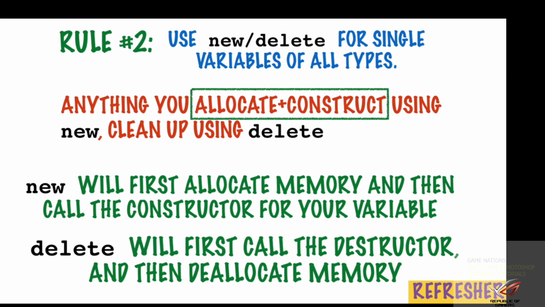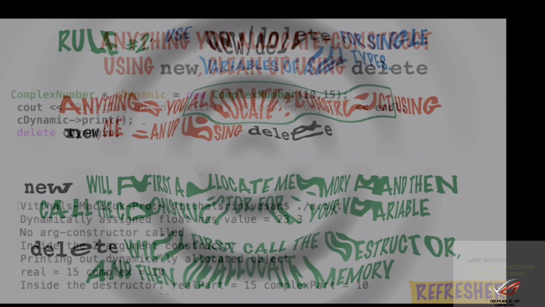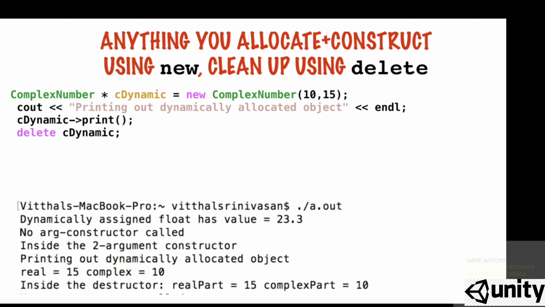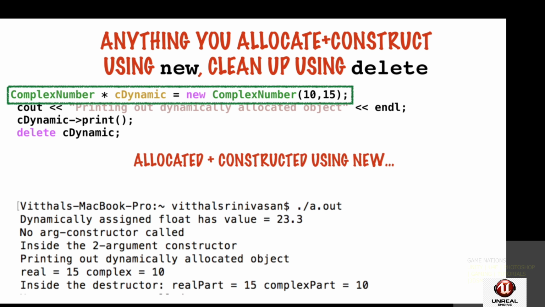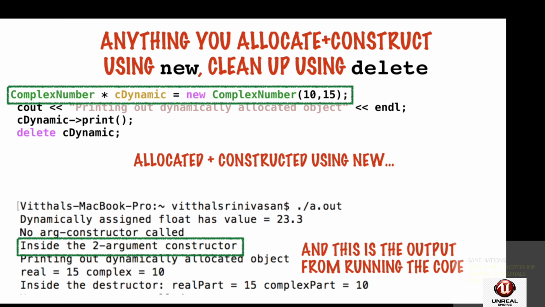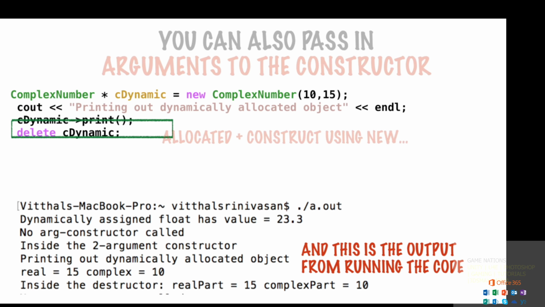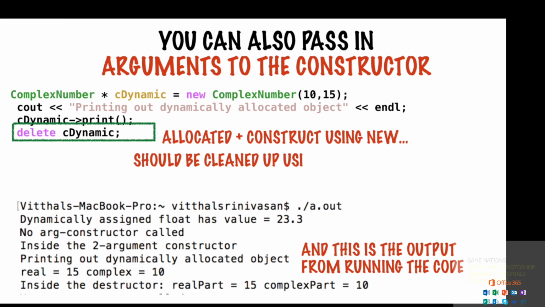Let's see that in action. Going back to our ComplexNumber example and the code which allocates a pointer to a ComplexNumber by calling new. cDynamic is a pointer to a class of type ComplexNumber. It calls the two argument constructor, which we can see by running the code, and assigns the real part to 15 and the complex part to 10 for this complex number. Once we've used cDynamic, we now want to delete that variable. That variable should be cleaned up by calling the delete keyword.